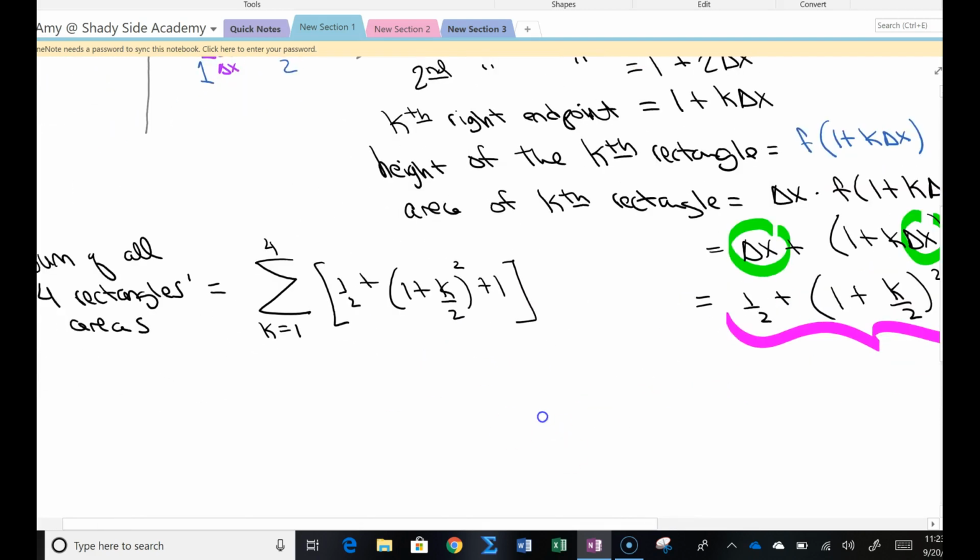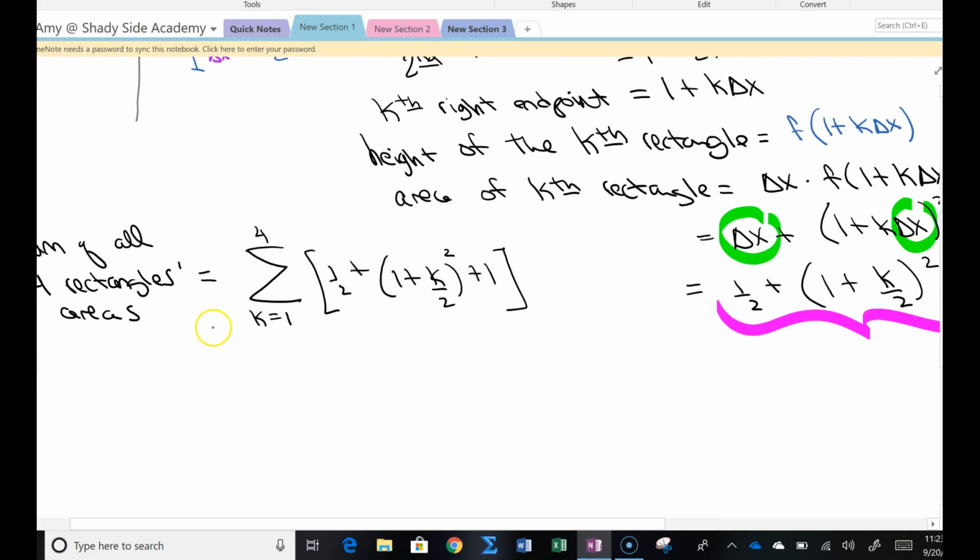And what we have, ladies and gentlemen, this right here is telling someone to add up from k equals 1 to k equals 4 this summand. And when you plug k equals 1 into the summand, that will equal the area of the first rectangle. When you plug in k equals 2 into this summand, it will equal the area of the second rectangle, and so on and so forth.